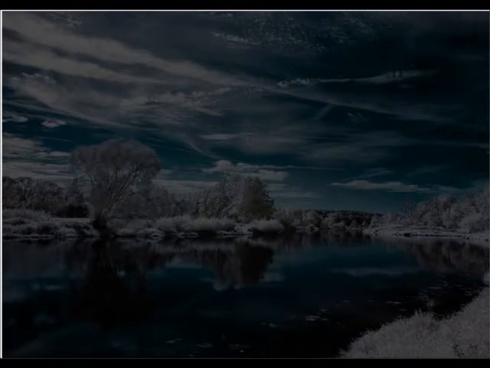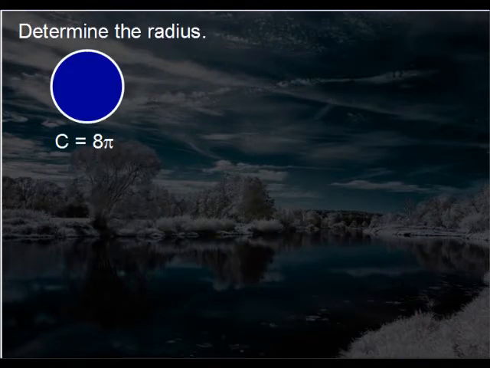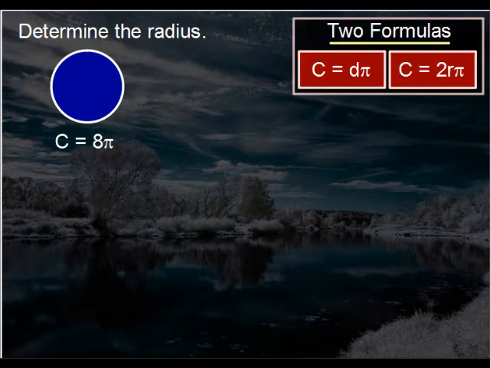Okay, let's do another. Let's say we want to determine the radius of the circle, knowing the circumference in advance. Remember, we have two formulas. Let's decide right now which one to use. Since we're talking about the radius, we'll use the second formula.